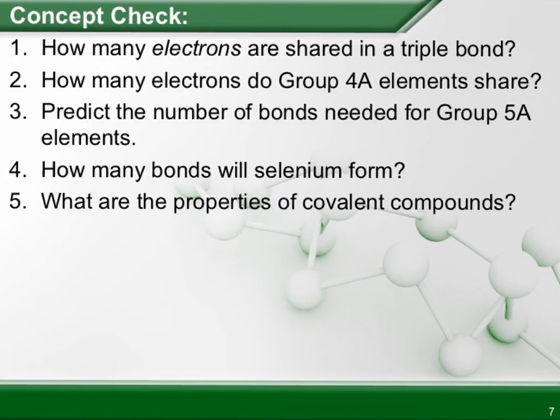Number 2, how many electrons do group 4A elements share? Group 4A has 4 electrons and it needs 4 more. So they will share 4. Number 3, predict the number of bonds needed for group 5A elements. Group 5A has 5 valence electrons. They need 3 more to have 8. Therefore, they will form 3 bonds. So remember, the number of electrons needed is the number of bonds formed.